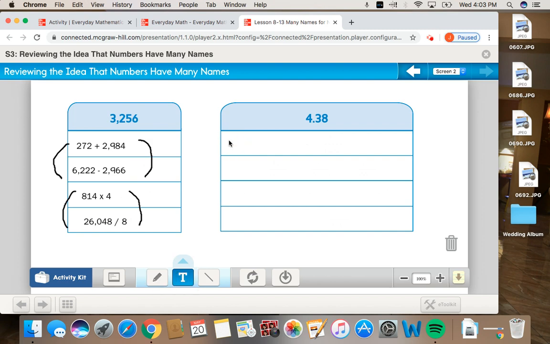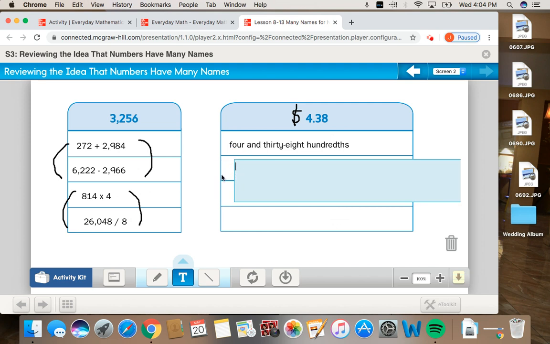I can write what I just said. I can write 4 and 38 hundredths. And remember, when we write the word hundredths, we write the full word hundred and then a THS. 4 and 38 hundredths. I also know that, let's say, if this was money, I know how much money that is. So this is also an option of something you can do when you see problems like this.